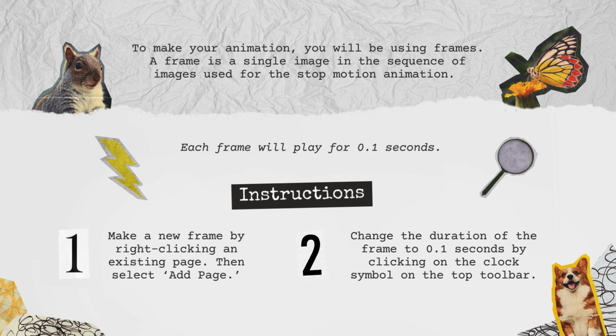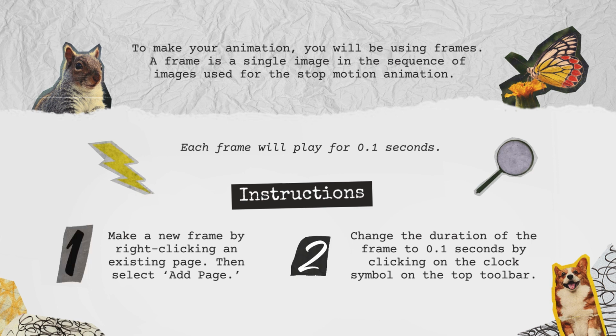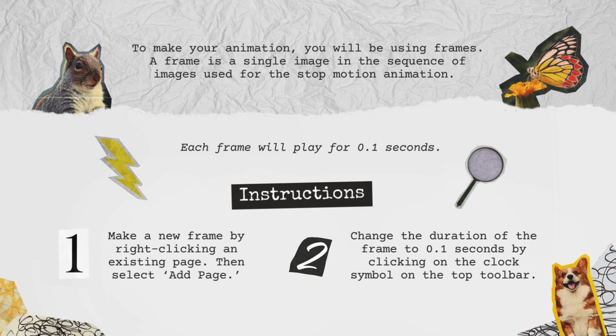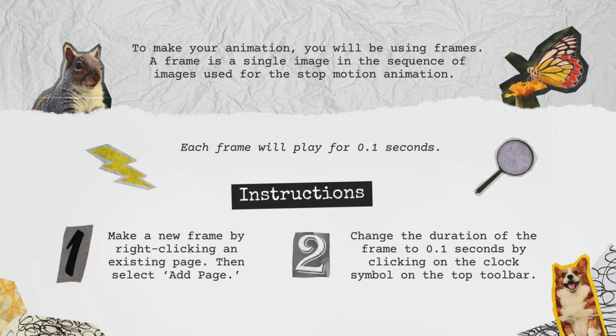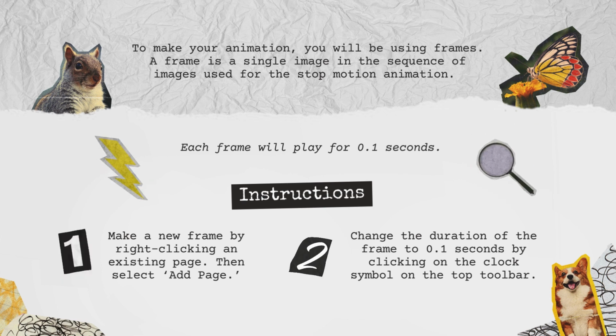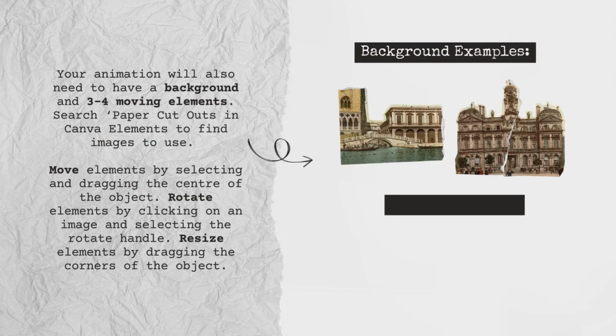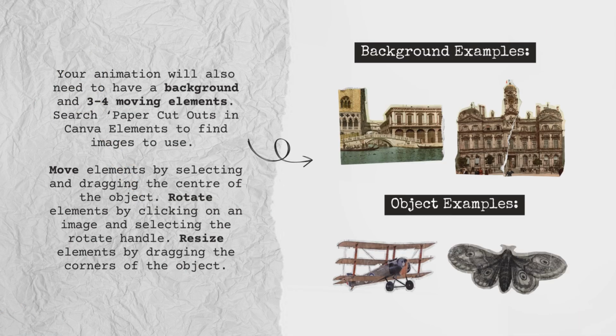Instructions. 1. Make a new frame by right-clicking an existing page. Then select Add Page. 2. Change the duration of the frame to 0.1 seconds by clicking on the clock symbol on the top toolbar. Your animation will also need to have a background and 3 to 4 moving elements. Search paper cutouts in Canva Elements to find images to use.